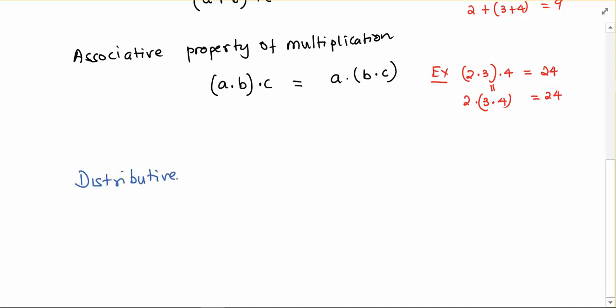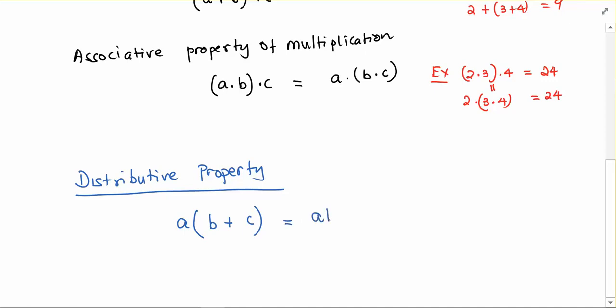Distributive property. Now on this one, you have to be careful because this is important, and you have to know this one because you're going to have to do this particular property both forwards and backwards. And what's nice about this property is it involves addition and subtraction as well as multiplying and dividing. So distributive property says if you have this situation, that is the same as AB plus AC.